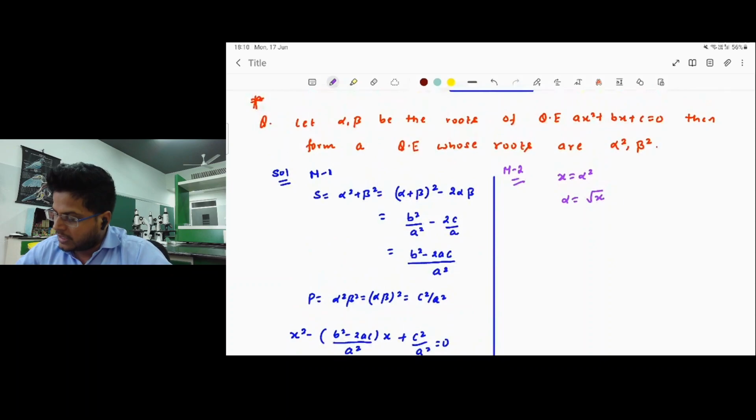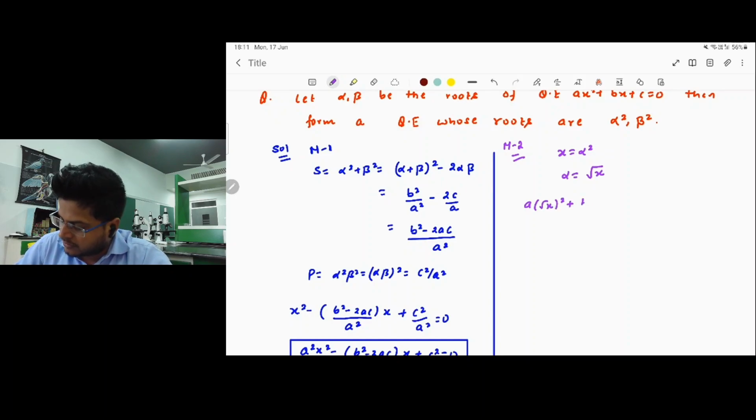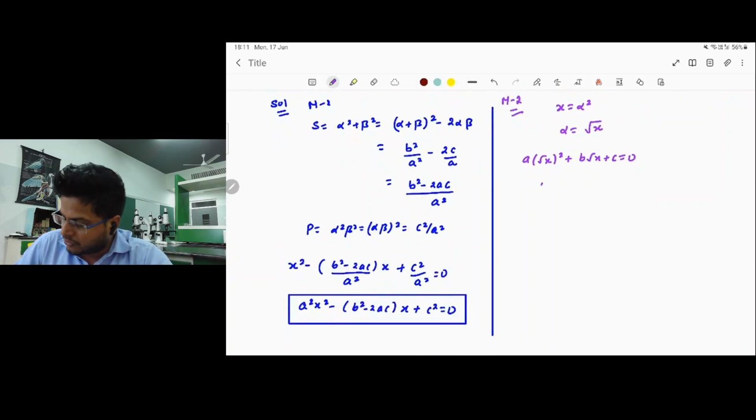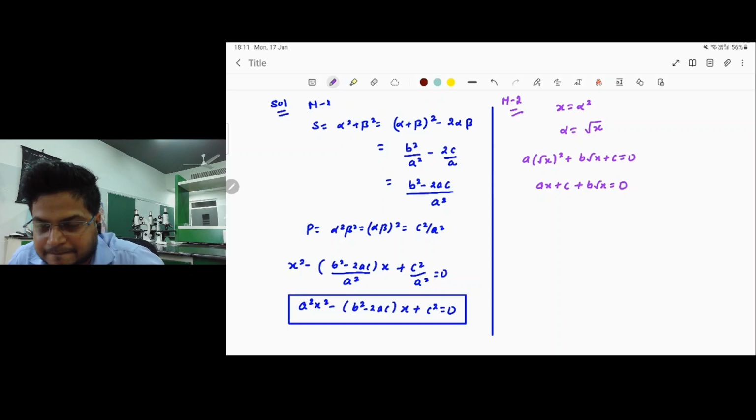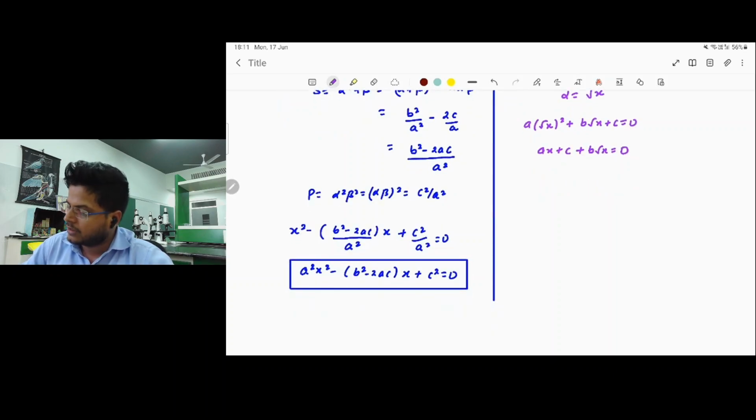Now replace this alpha in the original equation. Since alpha is a root of the original equation, in place of alpha we can write this quantity. So what we got? a times root x whole square plus b root x plus c equals 0. So from here we got ax plus c plus b root x equals 0. And now the question here is quadratic, isn't it? But here we can see a square root is involved. So we have to get rid of this square root. What we can do is send this quantity to the right side and square it again.